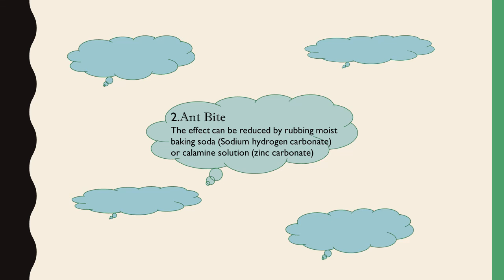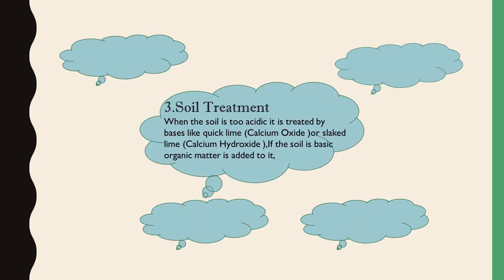What is calamine solution made out of? It is made out of zinc carbonate. Zinc carbonate is a base. Similarly, baking soda, sodium hydrogen carbonate, is also a base. So in an ant bite, formic acid is released in our body. This formic acid reacts with sodium hydrogen carbonate or zinc carbonate and is neutralized. So our pain is reduced.